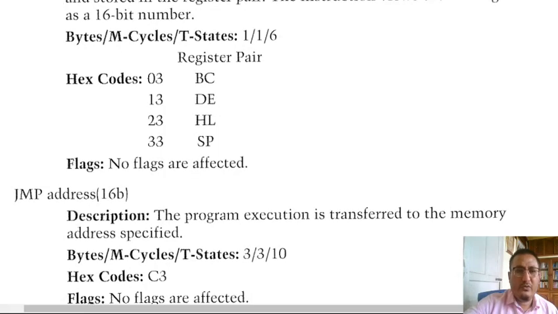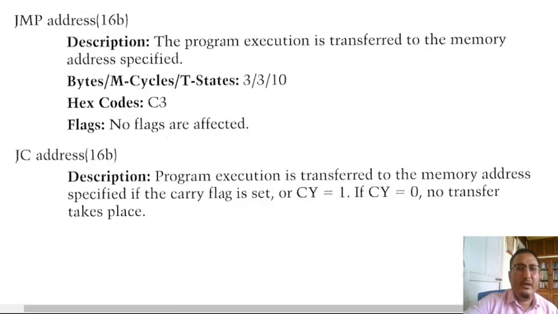Now let us move on to the next instruction called JMP. The JMP instruction is also called unconditional jump. Whenever the JMP instruction is executed, the program execution is transferred to the address specified in the instruction. It requires 3 bytes, 3 machine cycles and 10 T states. It has the associated hex code C3, and none of the flags are affected.